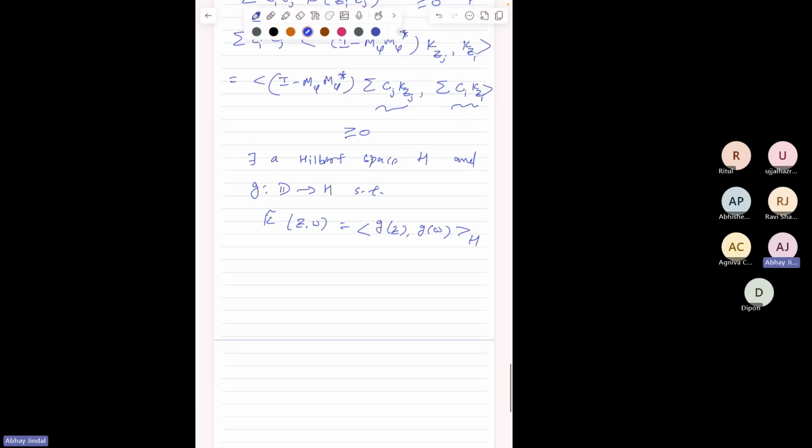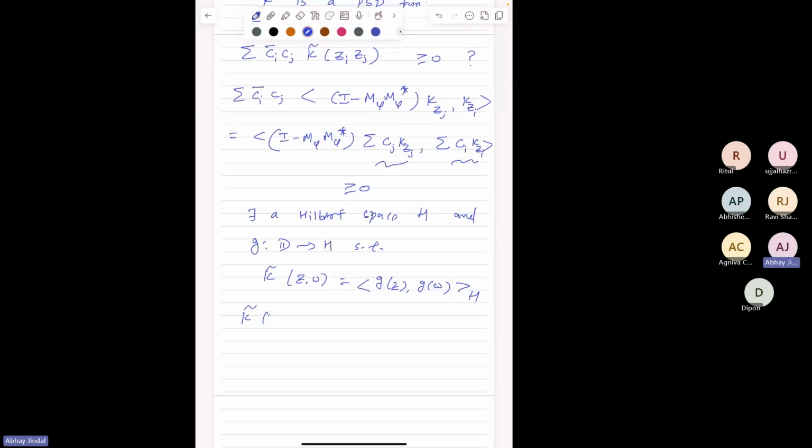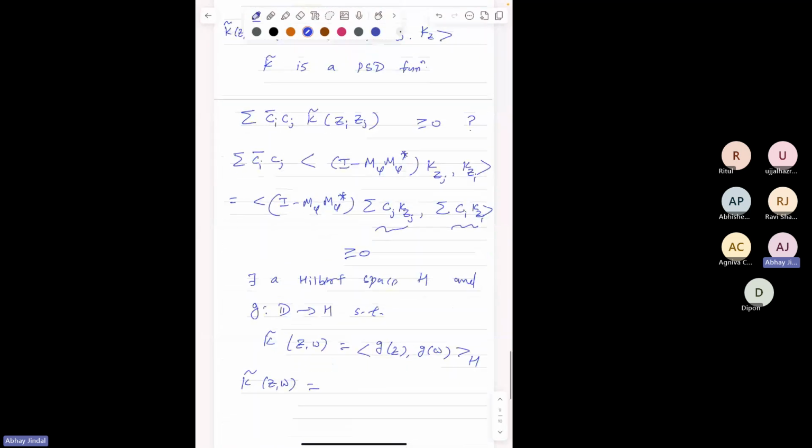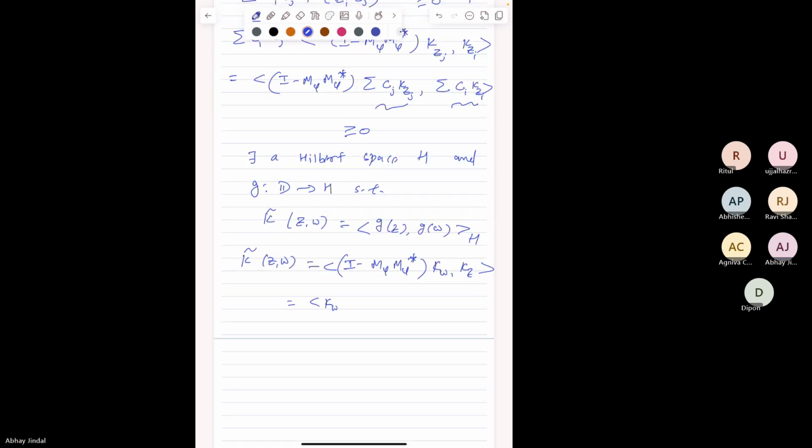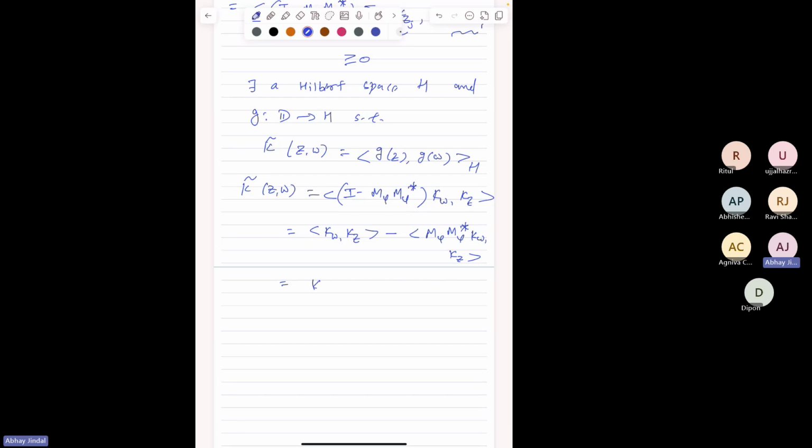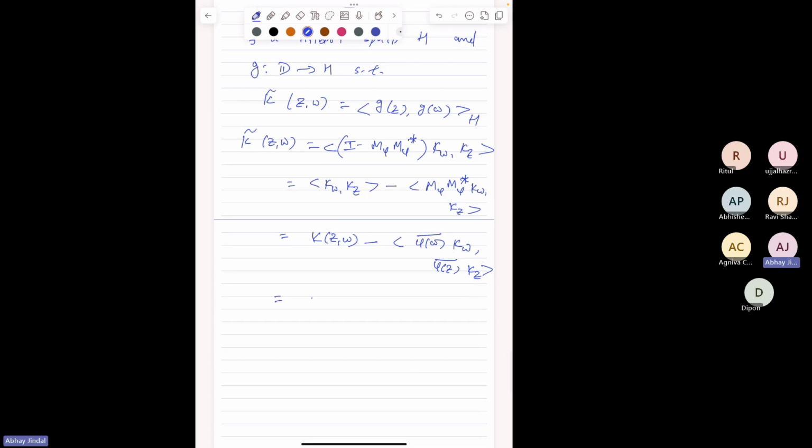Now let us expand k tilde z w a little bit. What is k tilde z w? K tilde z w is the inner product of I minus m phi m phi star k w with k z. Now this is k w k z minus m phi star k w, m phi star k z. This is k z comma w minus, well, m phi star k w is phi w bar k w, and m phi star k z is phi z bar k z. So we get 1 minus phi z phi w bar k z w. So this is the form for k tilde z w.